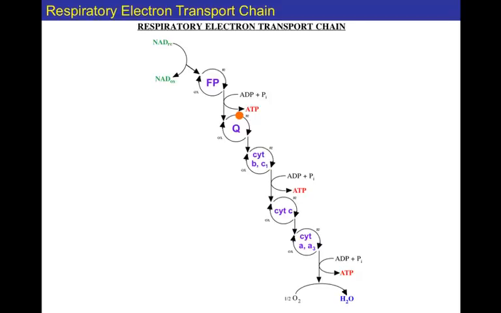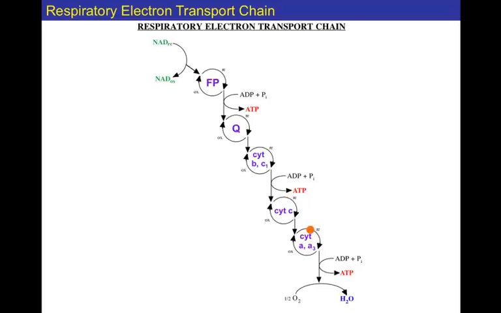Here you can see molecule FP passing its electron off to Q, and as it does, enough energy is lost to drive the production of ATP. And so you've now made 1 ATP molecule. And Q passes the electrons off to cytochrome B, C1. Cytochrome B, C1 passes the electrons off to cytochrome C, and once again, during that passage, enough energy is lost to drive the production of another ATP.